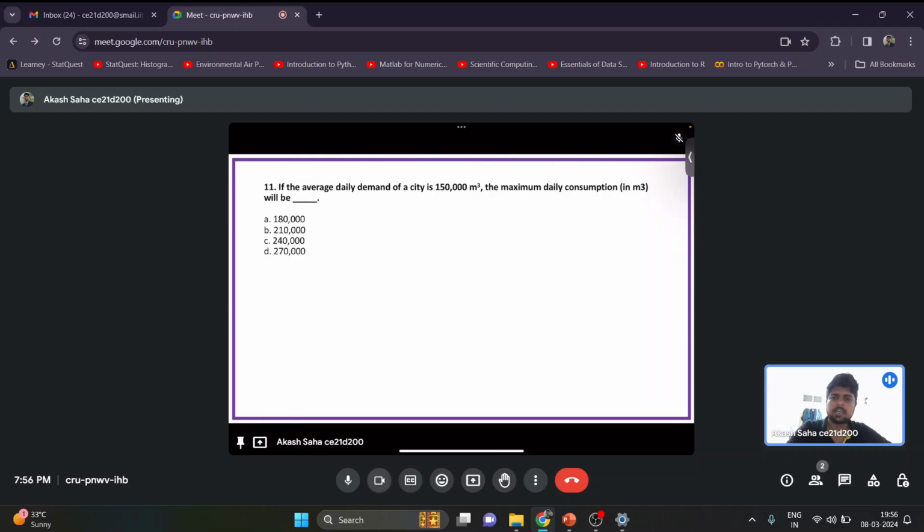If the average daily demand of a city is 150,000 meter cube, the maximum daily consumption will be. So here we have to make use of the peak factors or the other daily, hourly, or weekly factors. The average daily demand is given, so we have to find out the maximum daily demand. Okay, so what is the factor? That is the question. What is the factor that we have to multiply with?